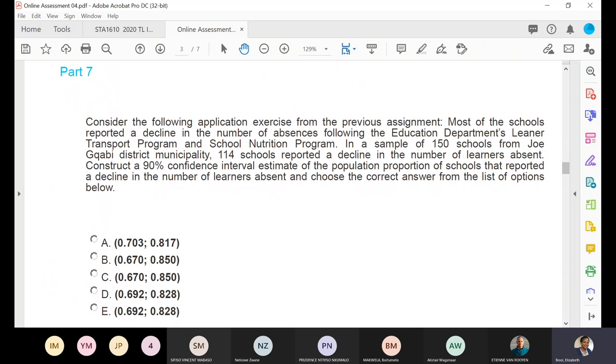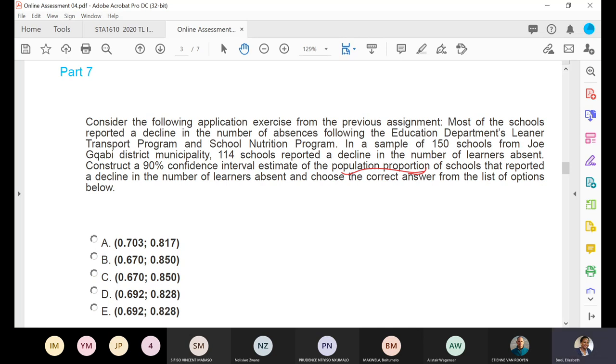Consider the following application exercise from the previous assignment. Most of the schools reported a decline in the number of absences following the education department's learner transport program and school nutrition program. In a sample of 150 schools from the district municipality, 114 schools reported a decline in the number of learners absent. Construct a 90% confidence interval estimate of the population proportion of schools that reported a decline in the number of learners absent, and choose the correct answer from the list of options.